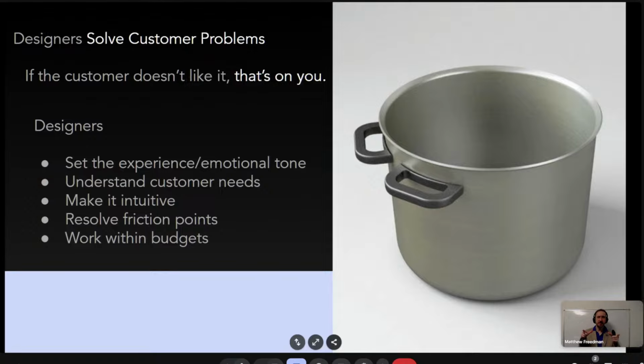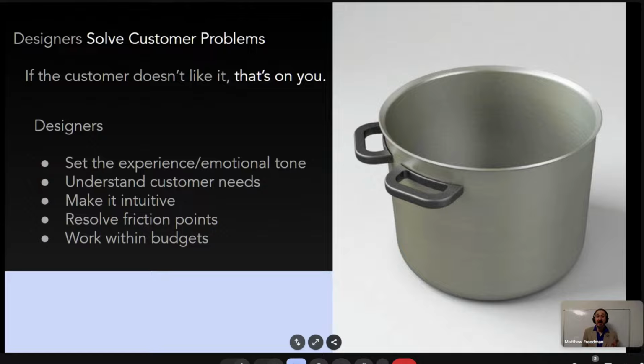That is a pot. You've got to be able to put things in it. However, you also need to be able to pick up and move the pot around, and they've kind of failed with that handle placement. Make it intuitive. It is clear how that pot works. It's just very frustrating. And once again, due to the handle placement, resolve friction points. Pretty straightforward, not a lot of friction points there, aside from, again, the handle placement.